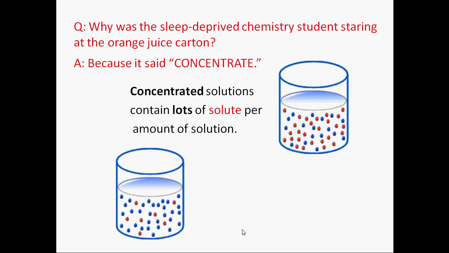The reason you'll often see juice containers say made from concentrate, it means that really what they had was a concentrated solution with a high percentage of fruit and sugar, etc., which later got mixed with water in order to get you to a reasonable tasting juice. So concentrated means lots and lots of solute per amount of solvent.